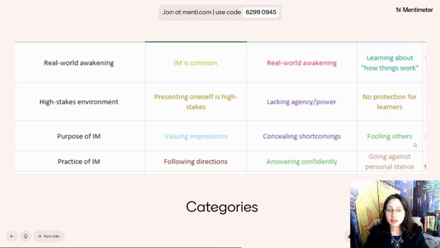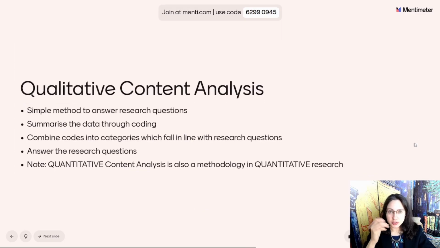For example, in this study here, you can see in the colorful text, those are all my different codes. I've taken them on an Excel spreadsheet and I've batched similar codes together and then given them a title. So you see it down here, real world awakening, high stakes environment. In this particular example, these are called categories. I've grouped similar codes together to form categories, and then I can take my categories and answer my research question. In fact, this codes to categories is a kind of qualitative methodology called qualitative content analysis.